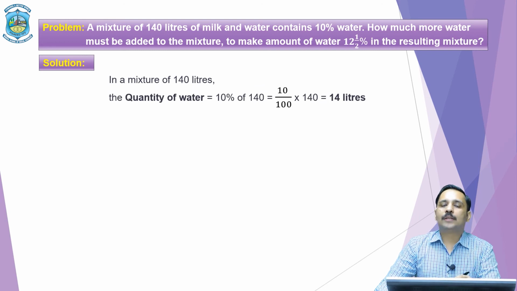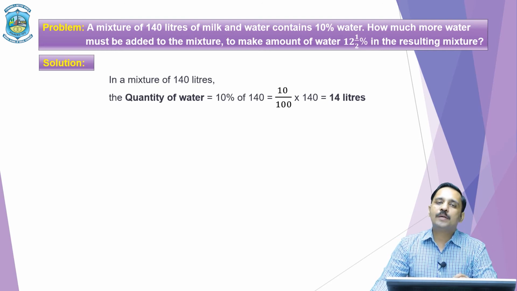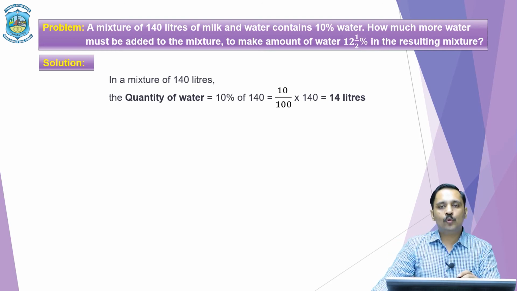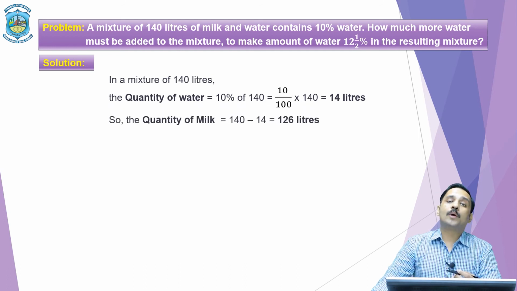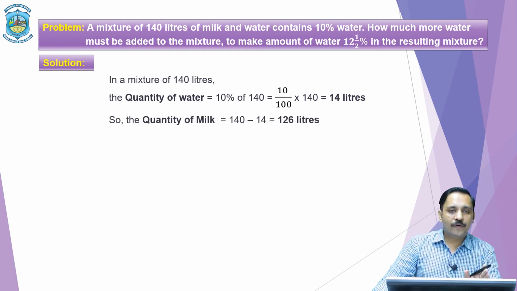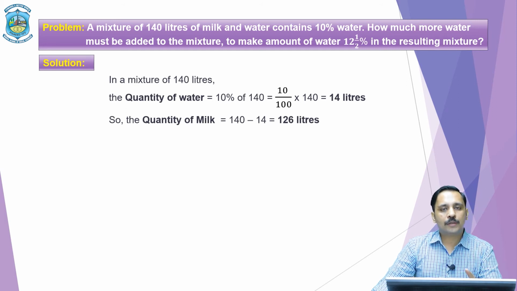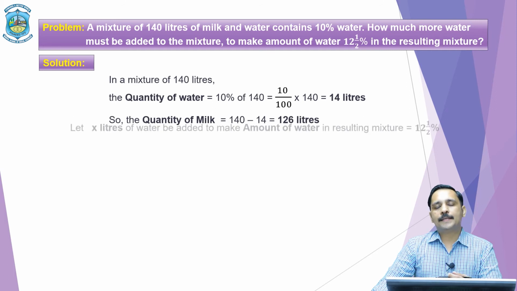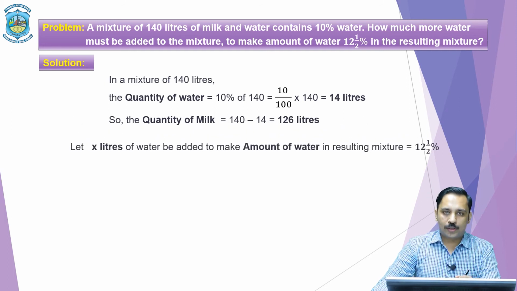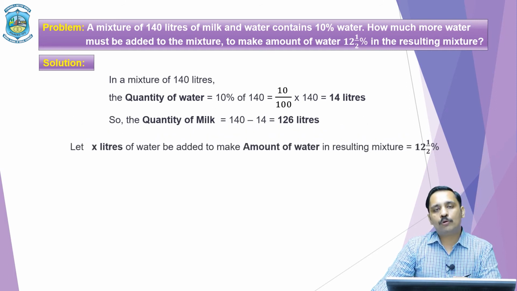That means the quantity of water is equal to 10% of 140, which is equal to 10 upon 100 into 140, which is 14 liters. So the quantity of milk is 140 minus this amount of water, so we get the answer as 126 liters. Now let us suppose that x liters of water be added to make the amount of water in the resulting mixture equal to 12.5%.